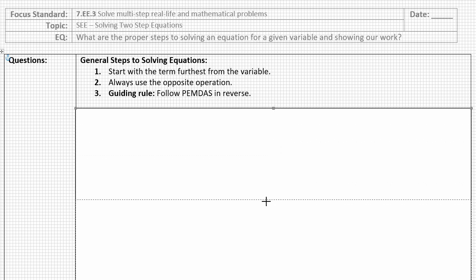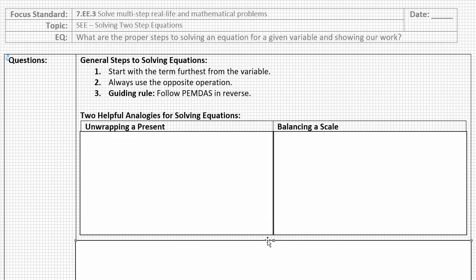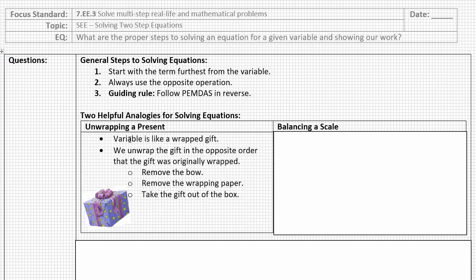There are 2 analogies that I like to use when talking about how to solve equations. And here's the first one. We can talk about solving an equation, meaning trying to figure out what the value is of the variable, as being like unwrapping a present. So in this analogy, the variable is like a wrapped gift. We don't know what's inside of here, right? Just like with a variable, we don't know what the value is.